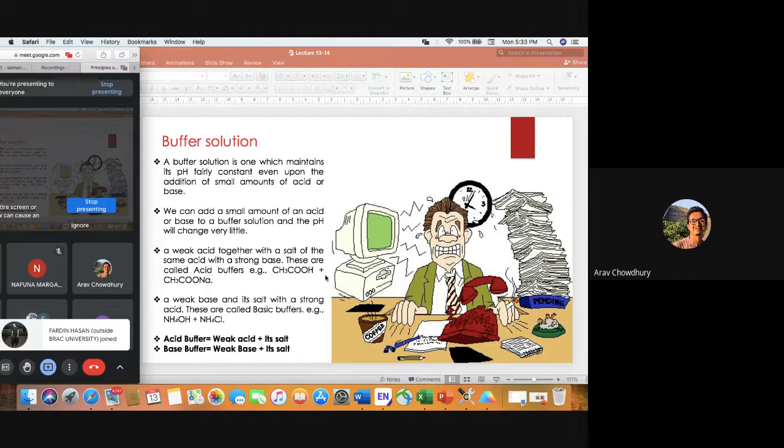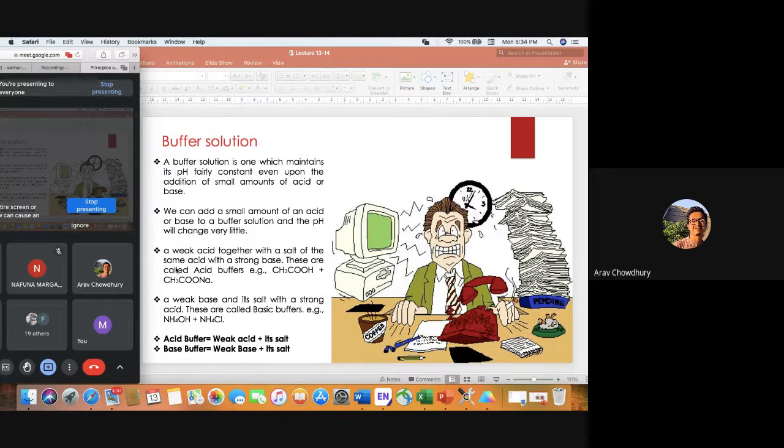Yes, sir. Got it. 2 protons and 2 ethanoate ions, right? Like that. Okay, so if we calculate the total ethanoate ion of this buffer system, then we can see that most of the ions come from this salt, right? Is it clear? Yes, sir.